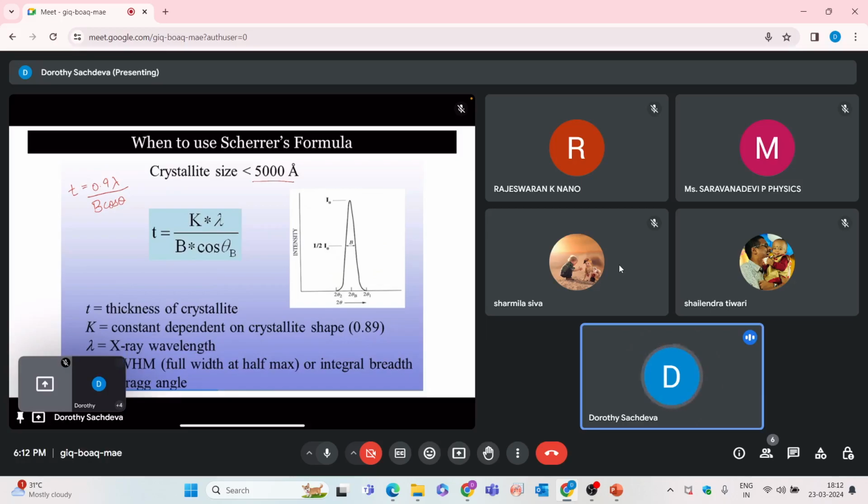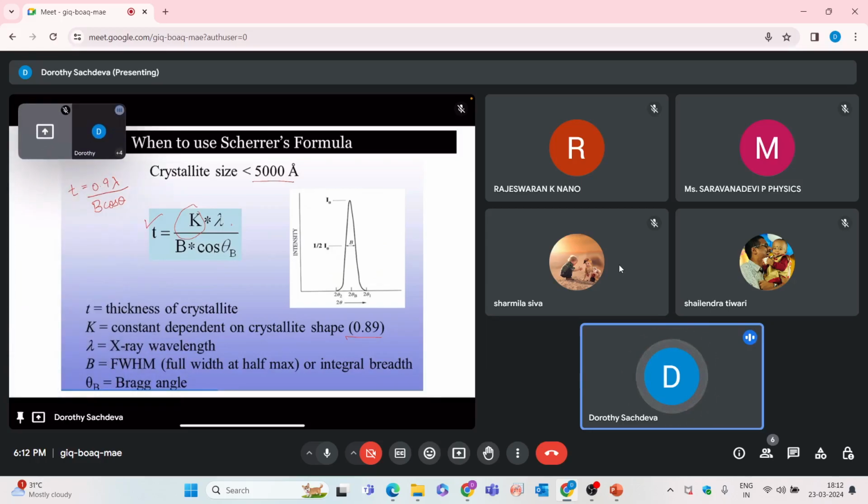where in this equation K is a constant which is generally taken as 0.9, or you can say 0.89, and lambda is your wavelength. T is basically your thickness of crystallite, and depending upon your thickness, you will have the broadening of your XRD peak, and lambda is your X-ray wavelength. B here is your FWHM. FWHM is full width at half maxima. Suppose this is your maxima, so half of this will be here. So the width of the peak at this position will be your full width at half maxima, FWHM. And this is measured in terms of radians.